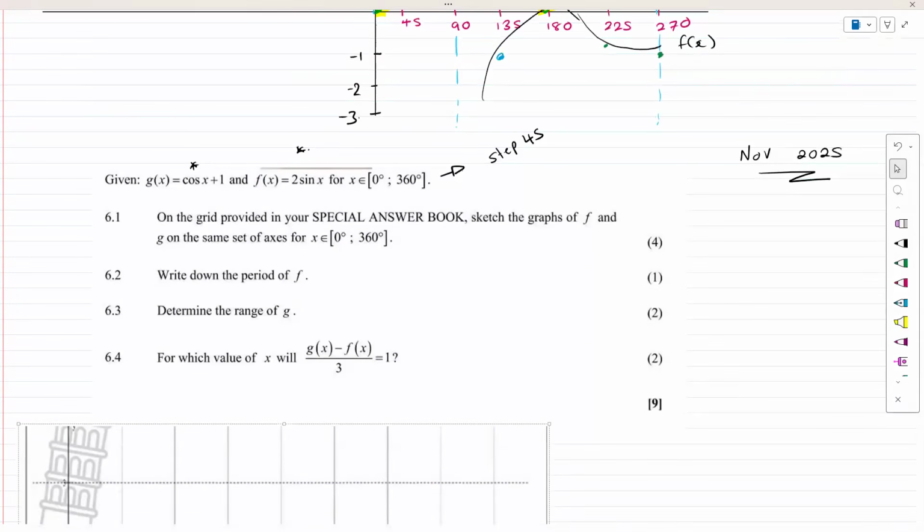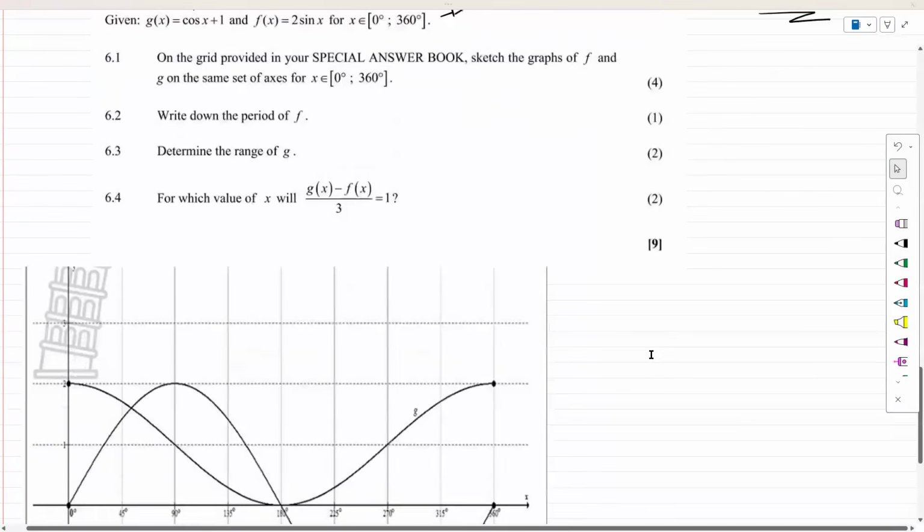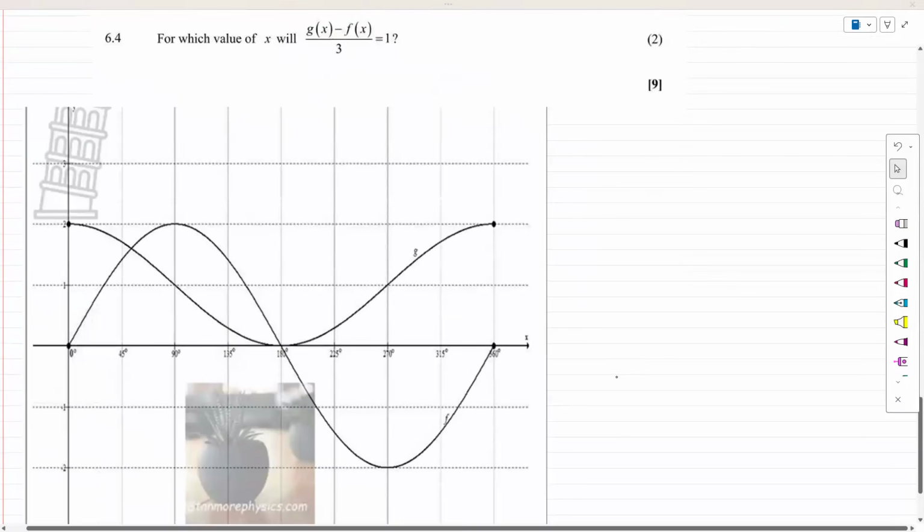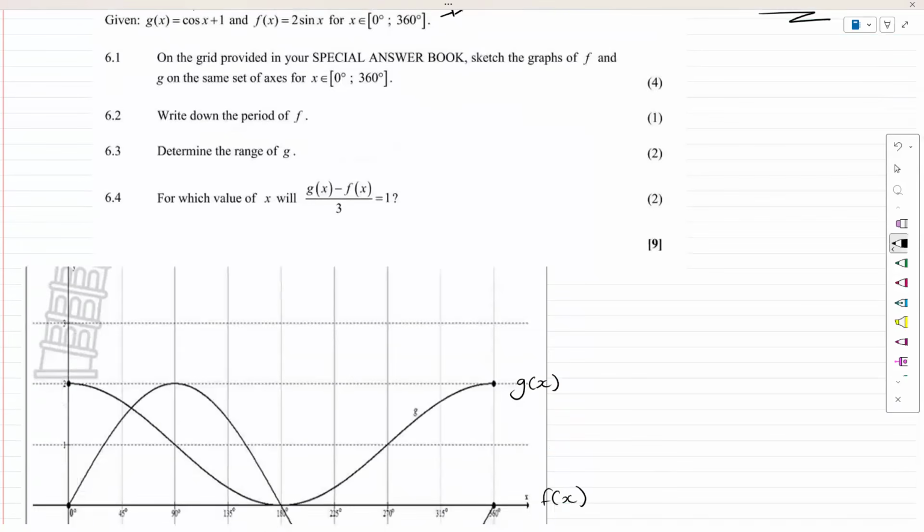We can see which is g and which is f. This is the g of x graph, it's labeled, and this is the f of x graph, right? If you guys can label, it will be very good. If not, it doesn't really hurt, but okay. So we got 4 marks for free, right?